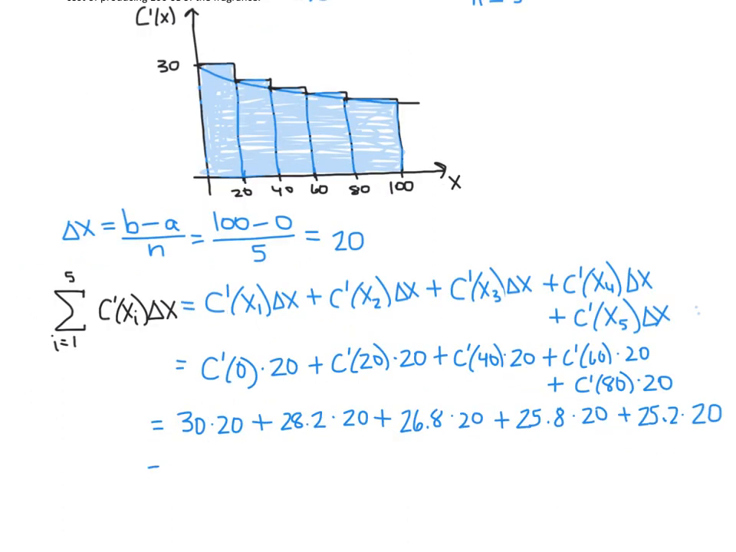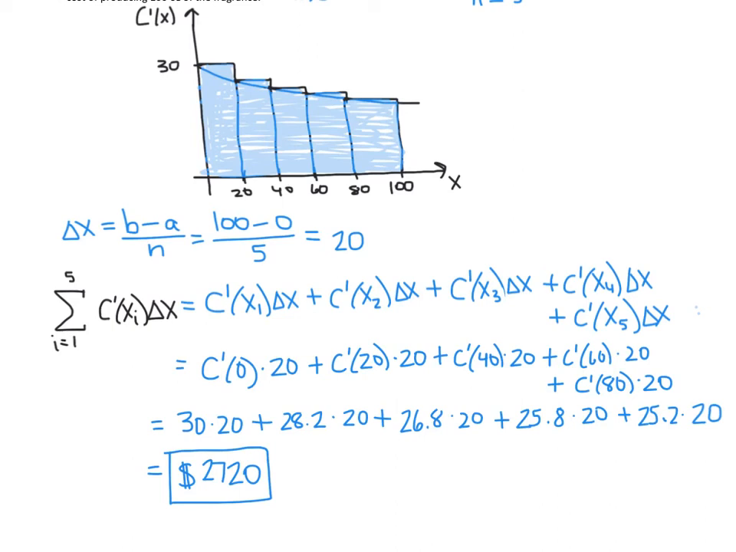Alright, and then calculating all this and simplifying, we get a total of 2,720. And this is dollars. So what this tells us, it gives us an approximation for the total cost of producing 100 ounces of this fragrance. Because remember what we did here, we graphed the derivative, which is the marginal cost, c prime of x. By getting an approximation of the area under that curve over the interval 0 to 100, it gave us an approximation for the total cost.